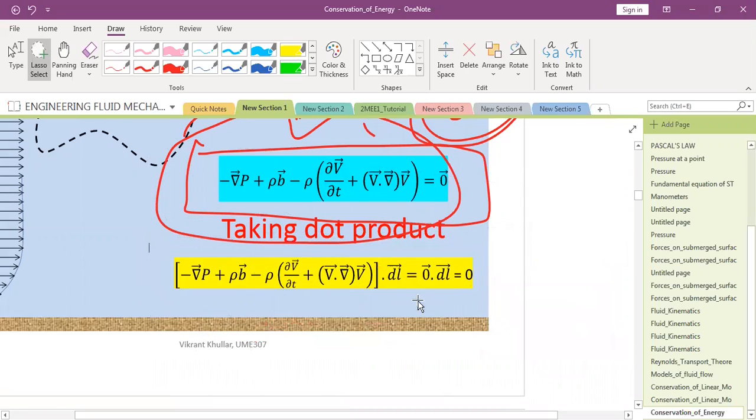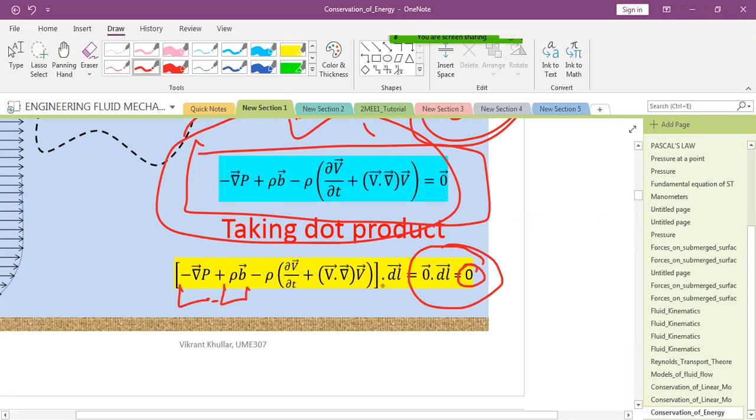I know that this is dot with dl, तो राइट हैंड साइड तो जीरो होगी, ये तो सबको समझ आ रहा है. दो वेक्टर्स हैं, उनमें से एक नल वेक्टर है, तो उसका प्रोडक्ट जीरो हो जाएगा, डॉट प्रोडक्ट. अब लेफ्ट हैंड साइड पे मेरे पास ये 4 टर्म्स हैं, इनको मैंने डीएल से डॉट करना है.